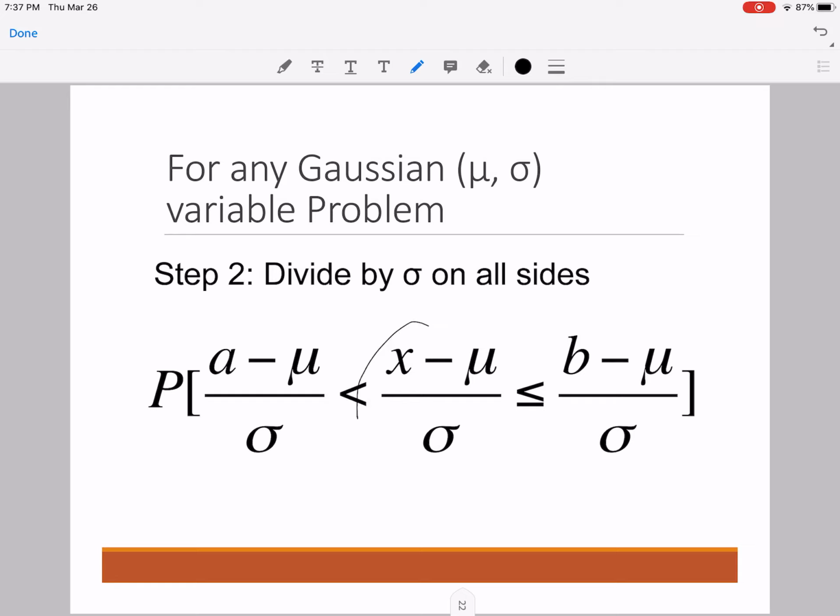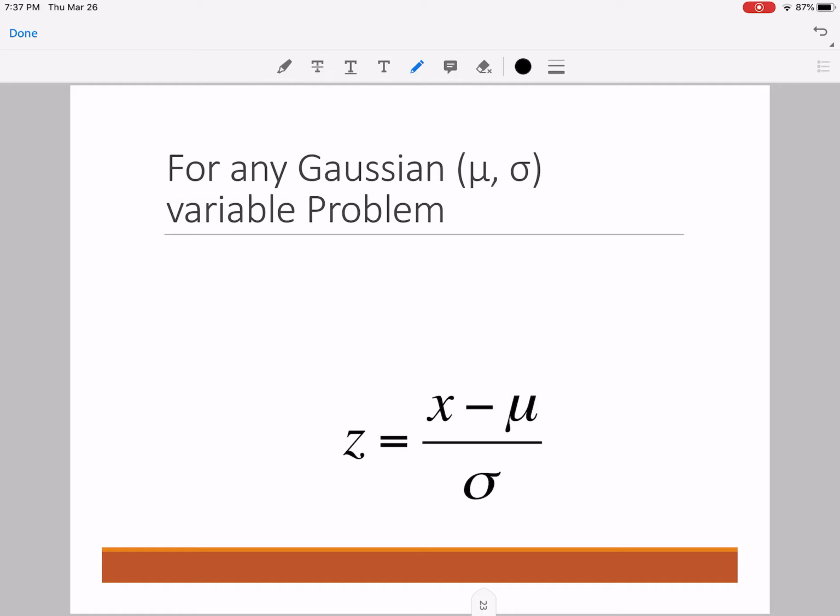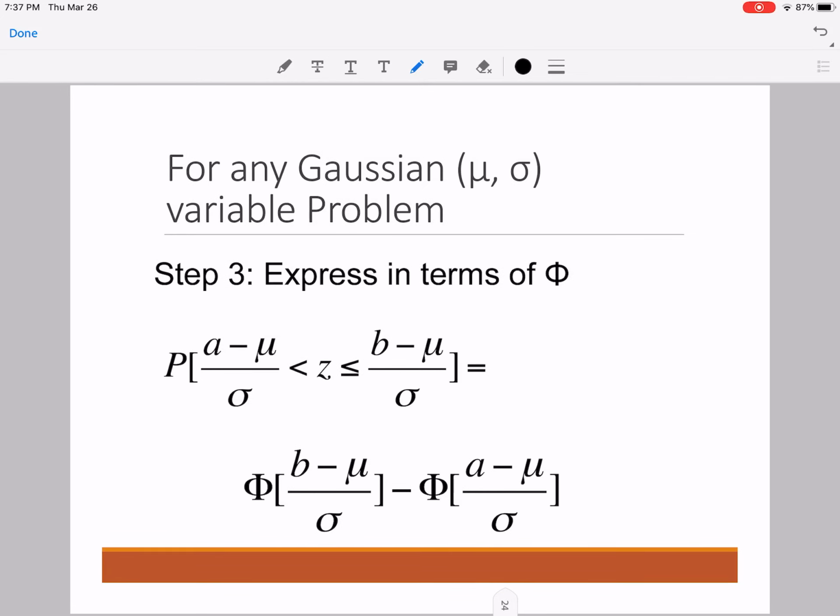Now carefully notice that (x minus mu) over sigma is actually your capital Z. If you recall theorem 14.14, any Gaussian random variable X with mean equal to mu and standard deviation equal to sigma can be written as a linear function of capital Z in this manner: sigma times Z plus mu. And therefore, Z is actually (x minus mu) over sigma. Now I'm going to replace (x minus mu) over sigma with Z. So now I have this expression right here.